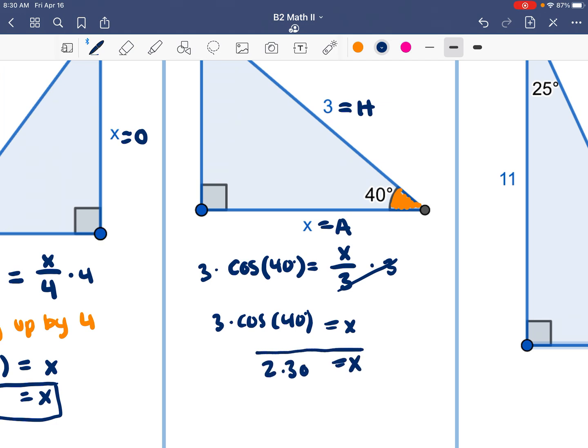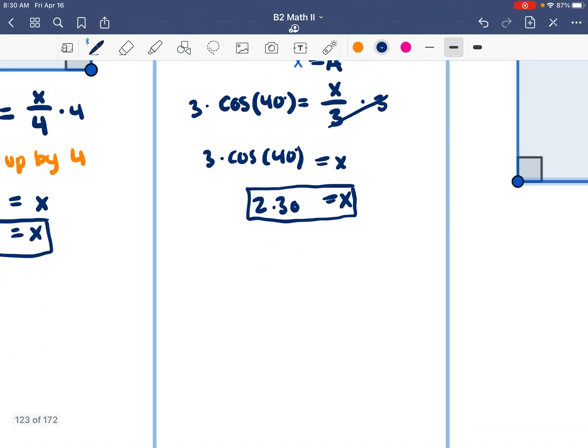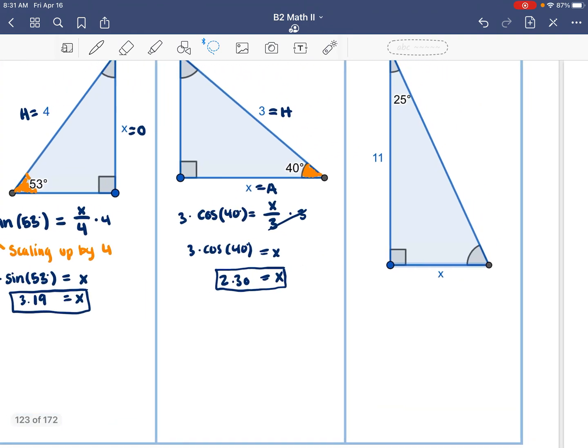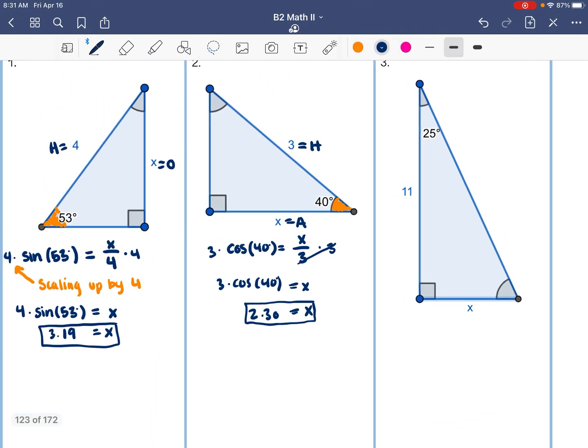And again, if you're getting weird numbers in your calculator, double check that your calculator is in degrees mode, because otherwise it's going to give you different answers. So last one, again, identify your reference angle. So this is our reference angle here. The two sides that we're dealing with are opposite and adjacent. So the opposite and adjacent trig function is tangent.